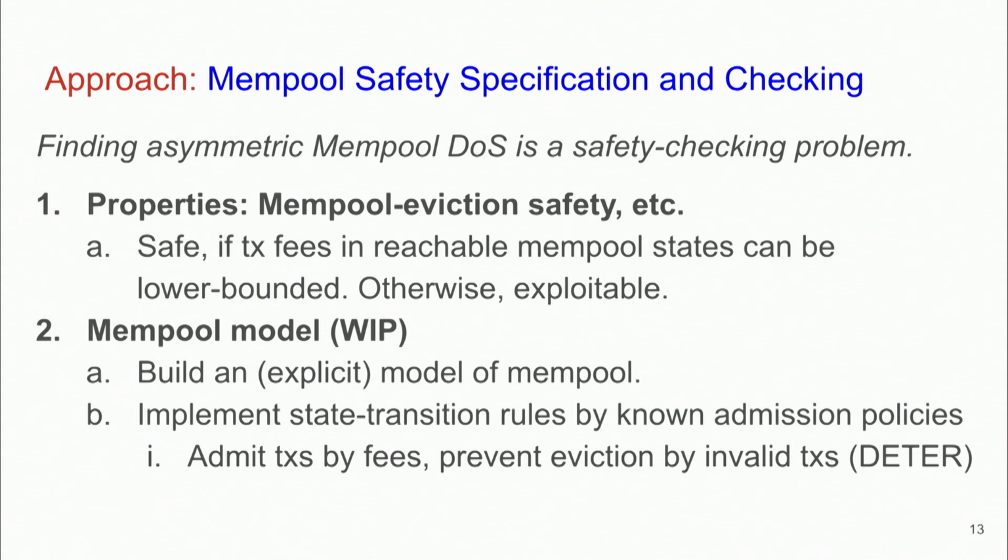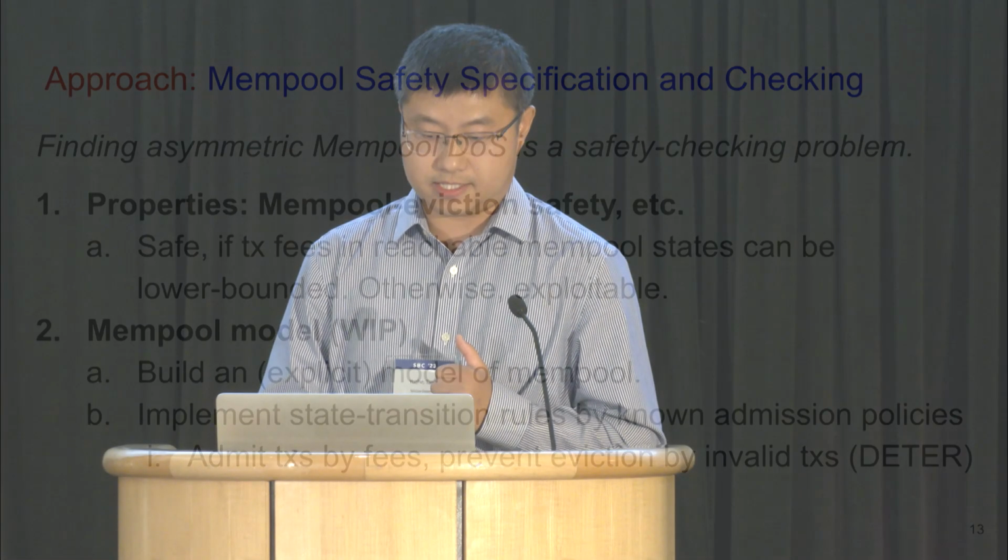And in terms of approach, our motivating observation is the following: finding asymmetric memory pool DoS is a safety checking problem. First, we formulate a memory pool eviction safety property, among other things. Basically, the idea is if a memory pool is safe, then the transaction fee in any reachable memory pool state should be lower bounded. If such a lower bound does not exist, it can be easily exploited.